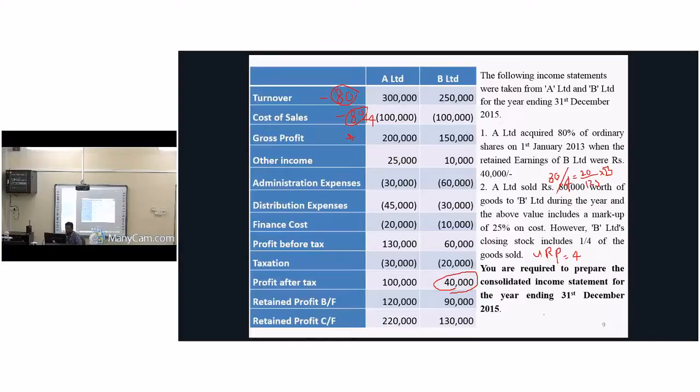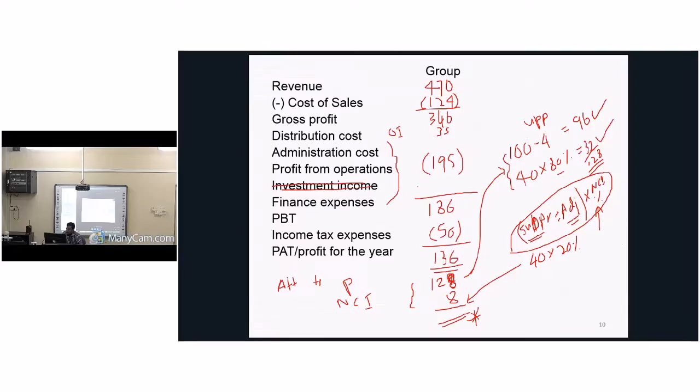Unrealized profit means your closing stock will be overstated. Closing stock overstated means the already calculated cost of sales has been understated. Therefore, my cost of sales should be increased. So I added the 4 of unrealized profit to cost of sales. As a result, my gross profit will be decreased. Right? It's another principle we learn.